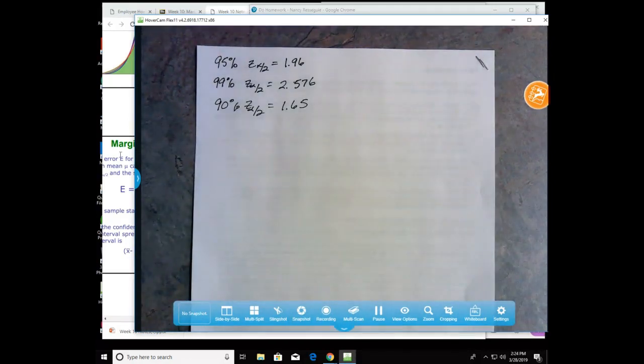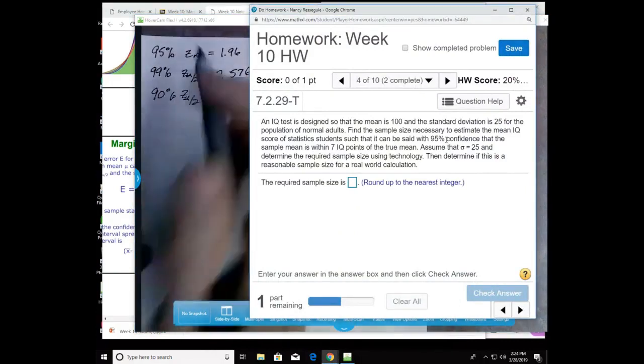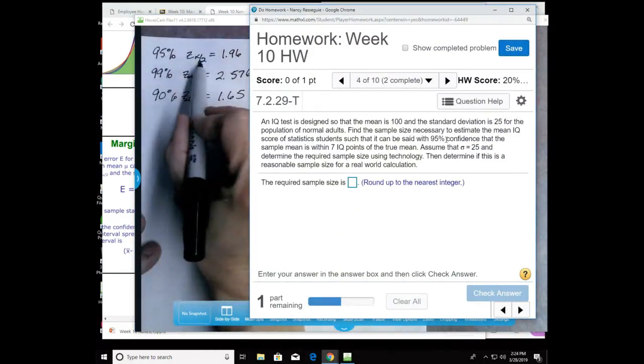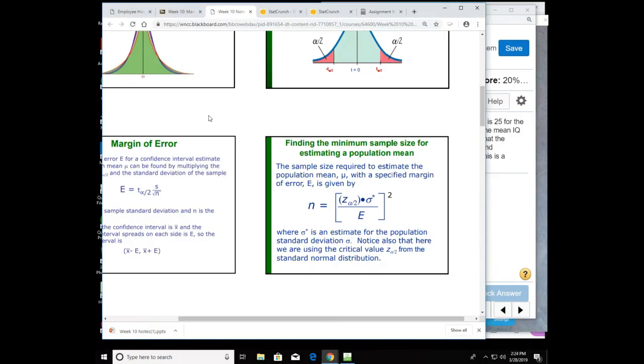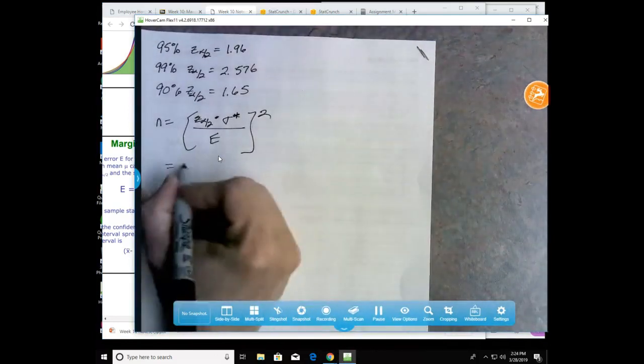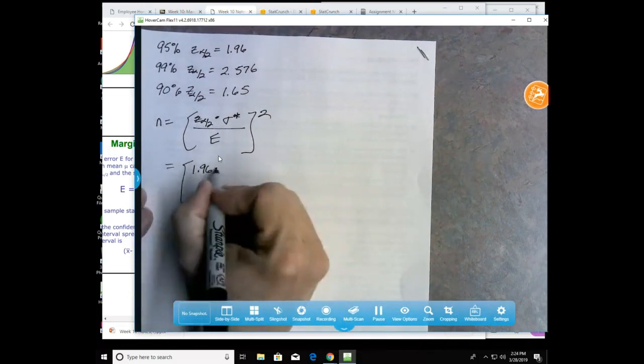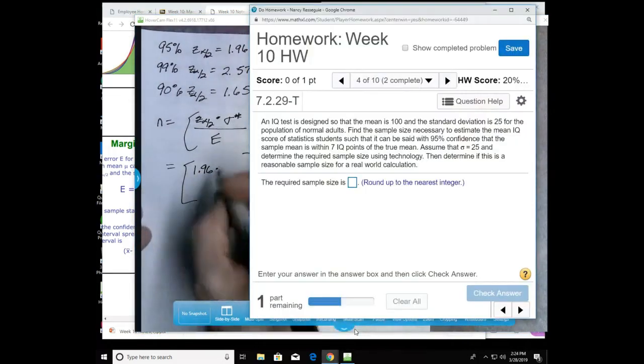Anyway, so this one on mine, it was asking for 95%. So I know I'm going to use 1.96 for the Z part of that formula. So I'm going to do all of this, do the multiplication and the division, and then square the answer. So for mine, I would have the 1.96 for the Z. So it gave me 25 for the sigma.